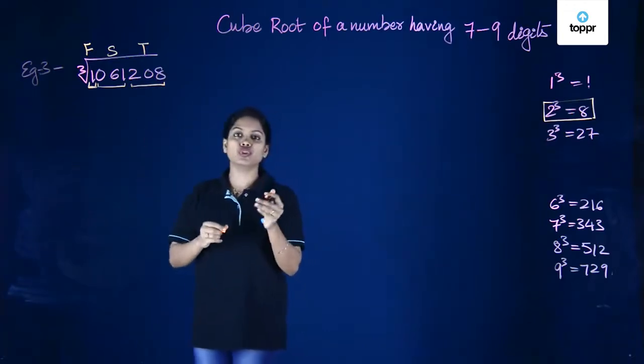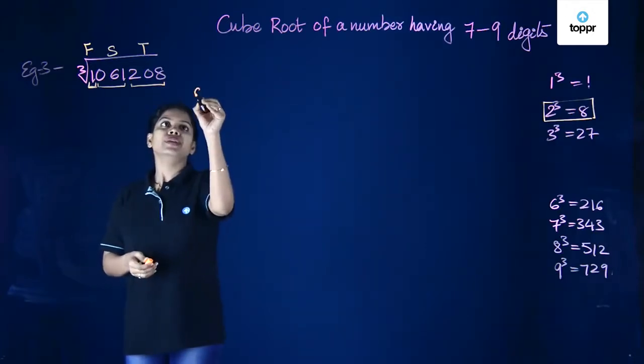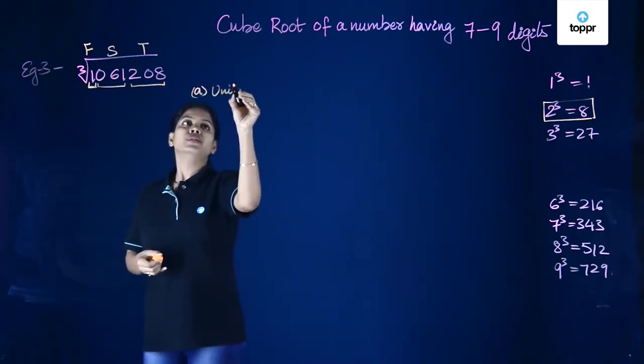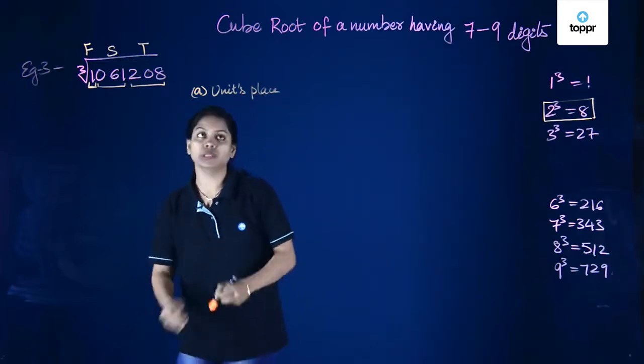Now that we have 3 groups, we are going to follow the same method. So step 1, we'll look at the units place digit of the third group.